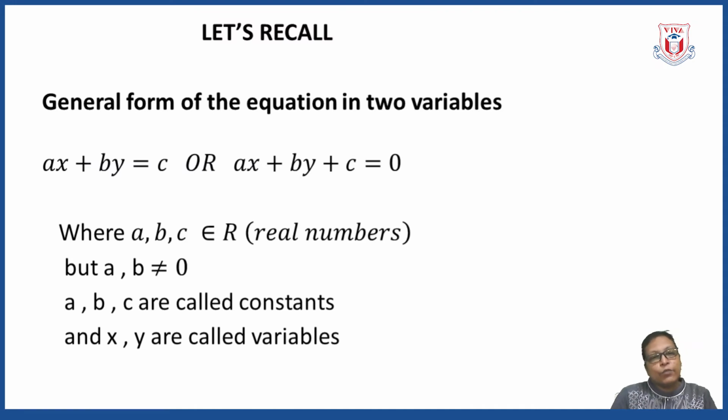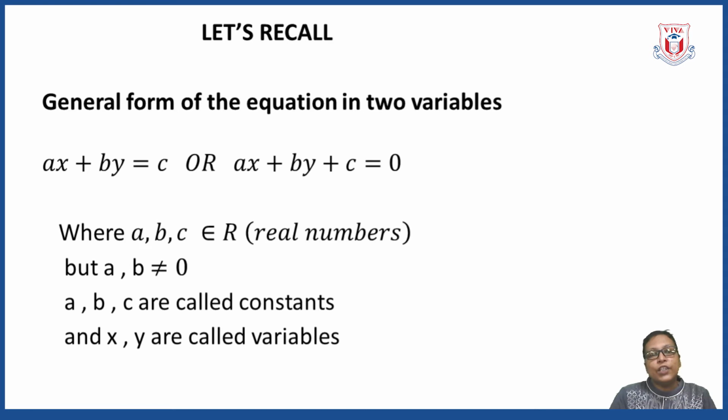In 9th standard we have studied that the general form of the equation in two variables is ax plus by is equal to c, or ax plus by plus c is equal to 0. You can see that these two equations are same. Only thing is that in the first equation c is written on the right hand side of the equation, and in the second equation c is taken on the left hand side and equal to 0 is written on the right hand side. Okay, here there are some conditions.